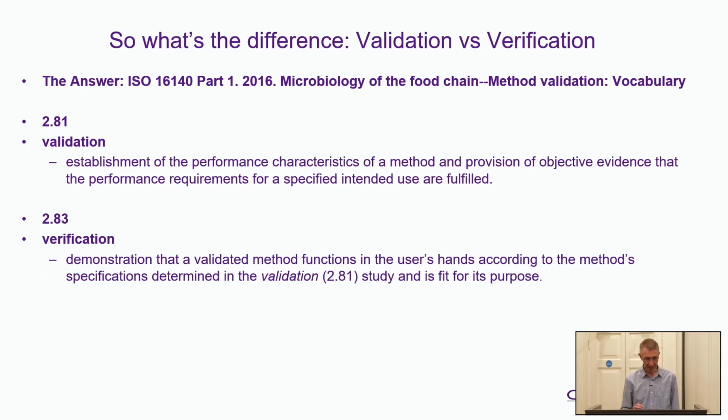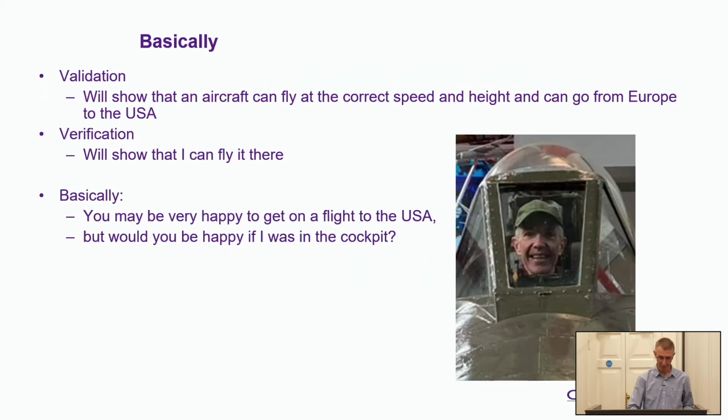Verification is the demonstration that a validated method functions in the user's hands. So they're two slightly different things. And if I try to make that simpler, in general terms, validation may show you that an aeroplane can fly at the correct speed and height and go from Europe to the USA. Verification shows you that I can fly you there.